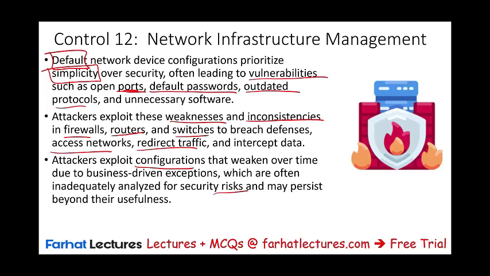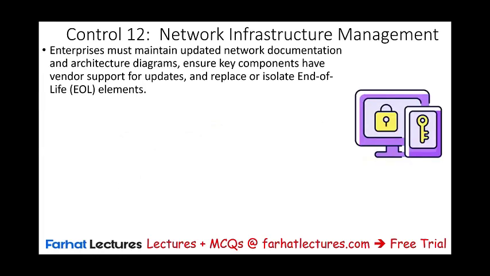So also configuration, you have to do what we call harden them on regular basis, hardening the configuration, changing the configuration. As your business need changes, you want to change those because the threat is constantly changing. What else do we need to know about this? Enterprise must maintain updated network documentation and architecture diagram because people leave the company. So if we have a new network engineer, they know how to read this. Ensure key component have vendor support for updates and replace or isolate end-of-life elements. Simply put, you have to have an 800 number for your support, wherever you purchase that network from, in case you need support, update, patching.